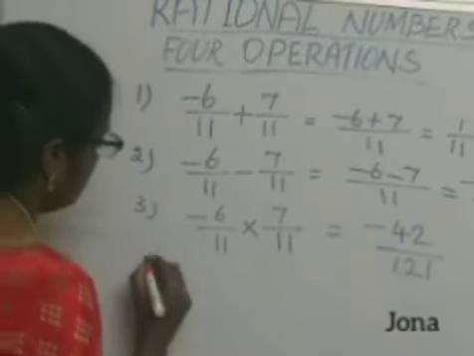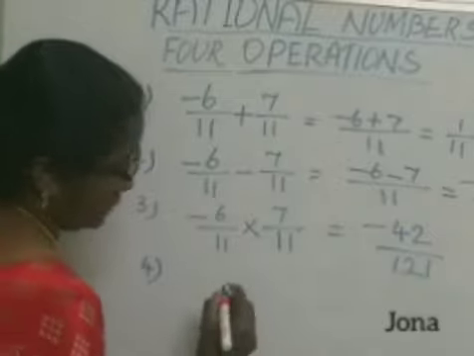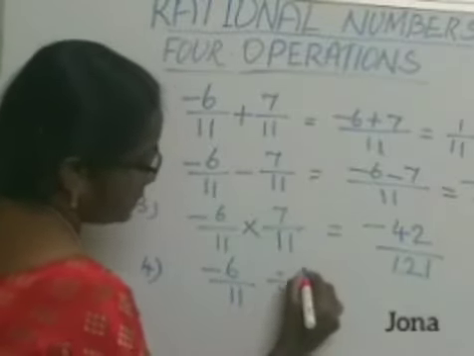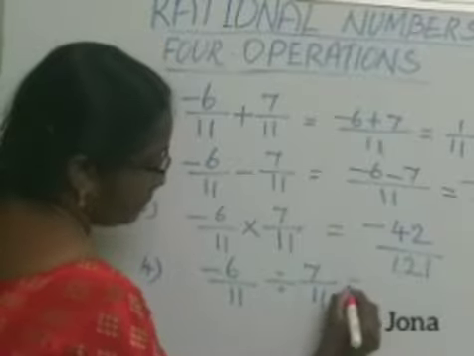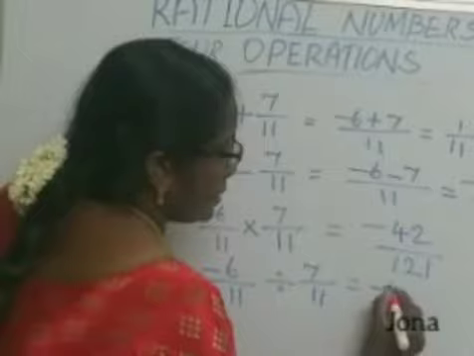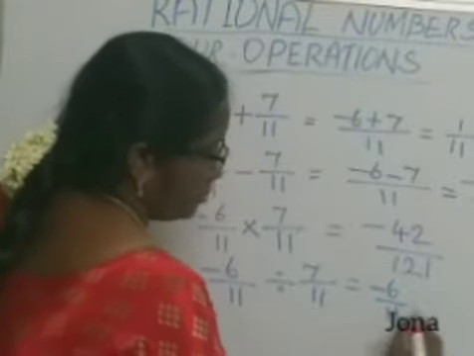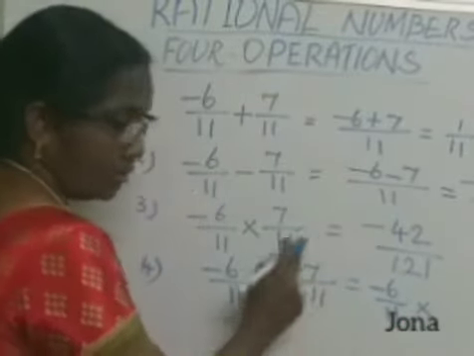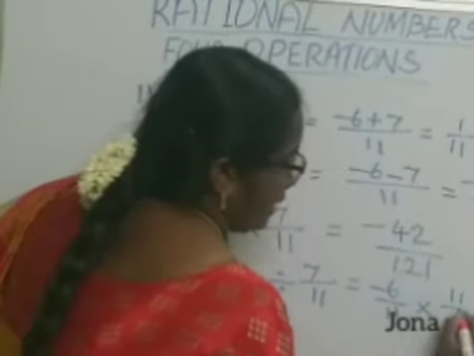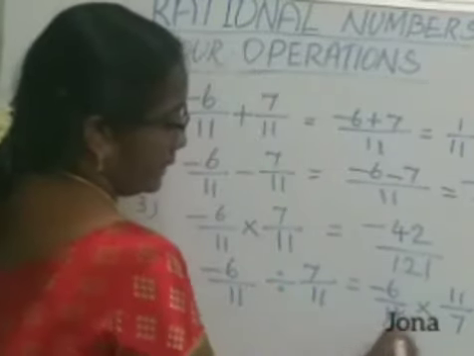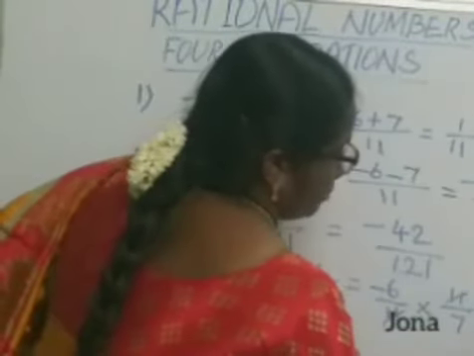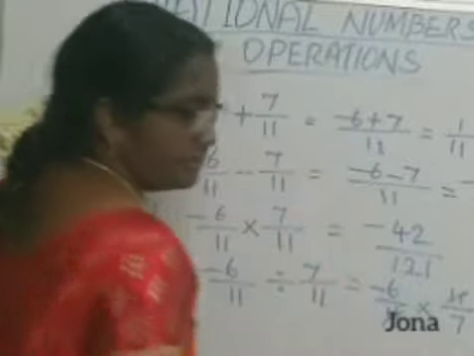Similarly, for division, minus 6 by 11 divided by 7 by 11. How to do this? Minus 6 by 11, put into, and we take the multiplicative reciprocal of the second number, that means 11 by 7. We can cancel 11 and 11, so the answer will be minus 6 by 7.